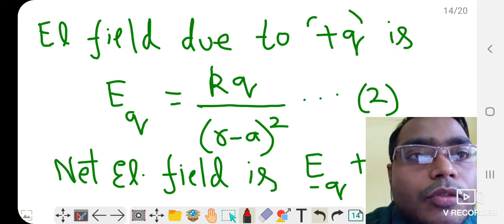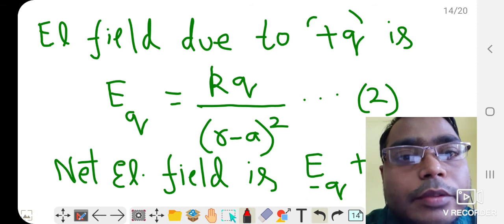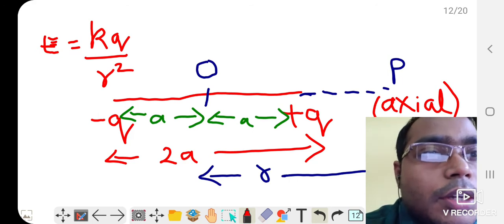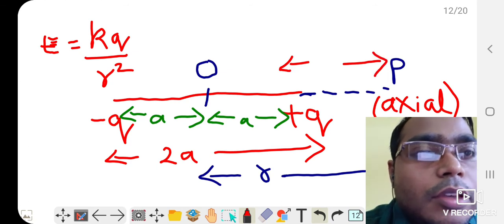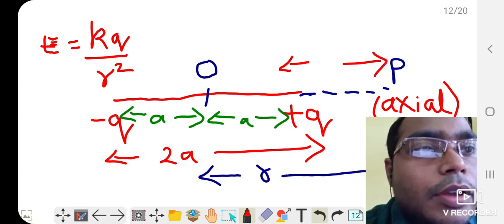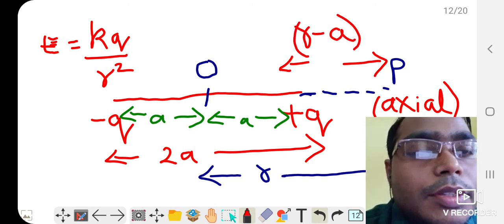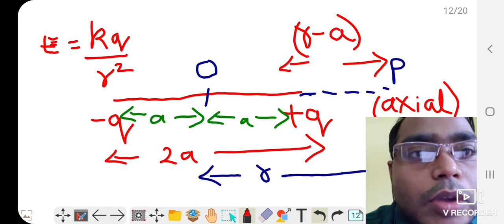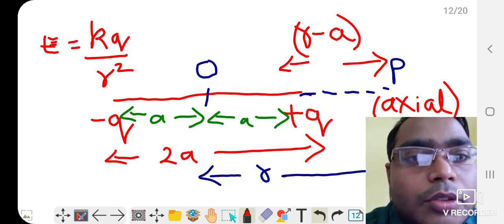Similarly, the electric field due to the charge plus q will be kq divided by (r minus a) whole square. Why is it r minus a? Because the distance between the charge plus q and the point P, if we measure from the diagram, will be r minus a. The distance between the point O and the point P is r, and the distance between the point O and the charge plus q is a. So the distance between the charge plus q and the point P will be r minus a. I think it is clear to all of you.